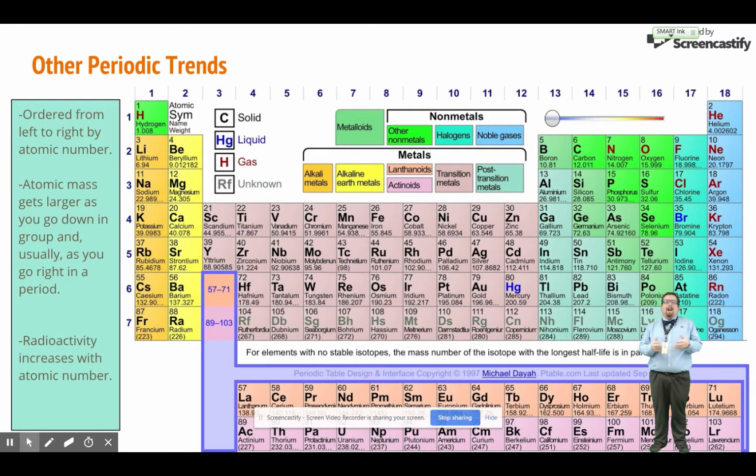You already know the atomic number gets bigger from left to right, and it gets bigger when you go down. But did you know the atomic mass generally also increases the same way? This should make sense because as you add protons, you add to the mass of your atom. The elements with the highest atomic numbers, or the ones clear down here in the bottom right, also happen to be the elements that are the most radioactive.